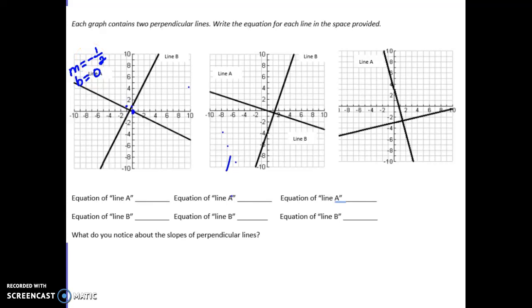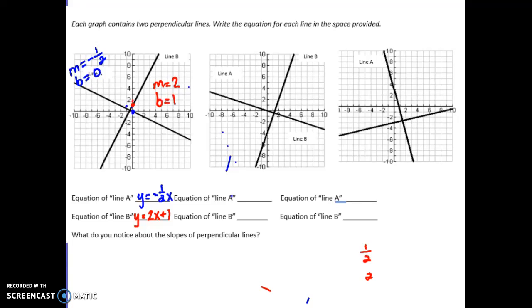So my equation for line A would be y equals -1/2 x. I don't need to say plus 0, so I'm just going to leave it at y equals -1/2 x. Looking at the other line, it looks like I'm crossing right here at 1. My slope in this case is up 2 over 1, so my slope is going to be +2. So the equation of this line is y equals 2x plus 1. Comparing the slopes, in one case I've got -1/2, and in the other case I have 2. Let's look at the other ones and see if we can come up with a pattern.